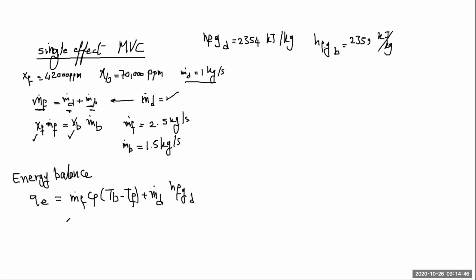And when we look at that expression, you can see also that QE is going to be given by desuperheating of the distillate vapor, which is basically m dot times Cp of the vapor, and the vapor will cool down from TS to T distillate, and then the rest of it will basically be condensation, which is m dot distillate times HFG.